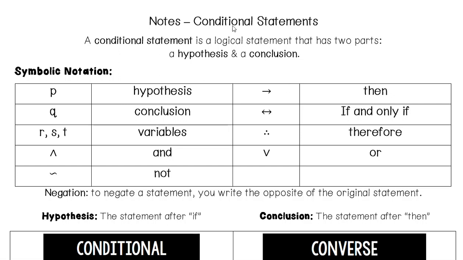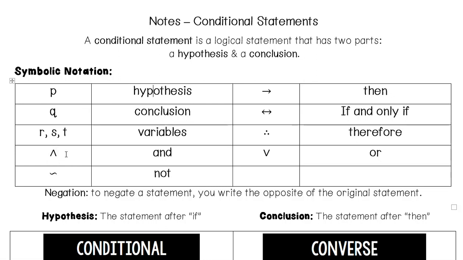In this video, we'll be talking about conditional statements. A conditional statement is a logical statement that has two parts, a hypothesis and a conclusion. So we have all of these symbols here that are given to us in the table that you need to fill in. P will be our hypothesis, and Q will stand for the conclusion. Any other letters that are given to us in a symbolic representation of a conditional statement will be variables.